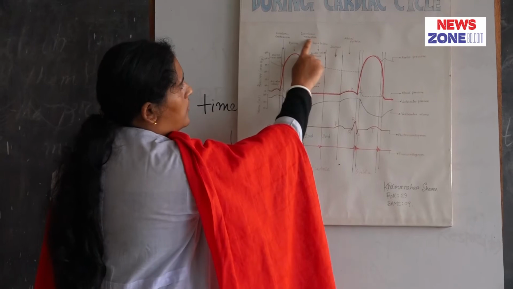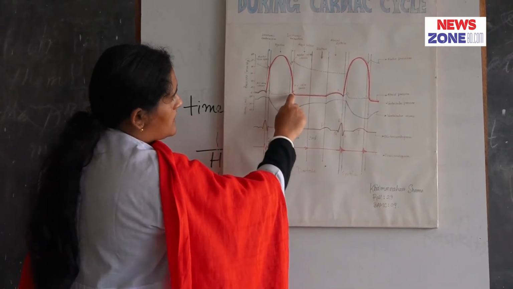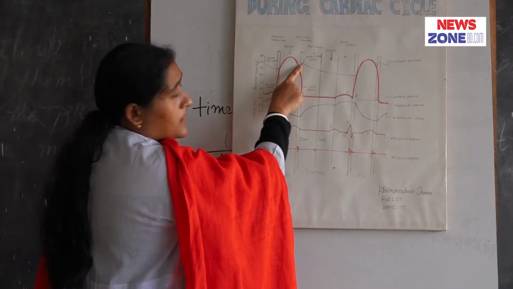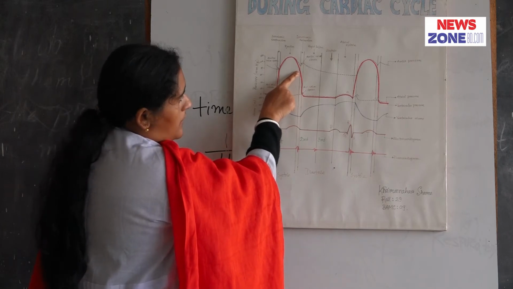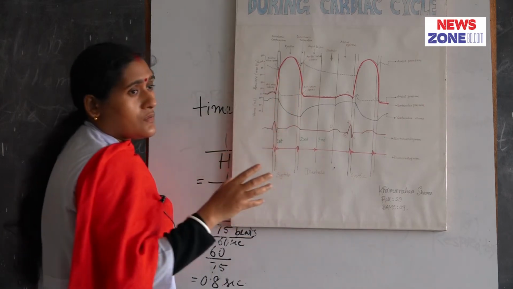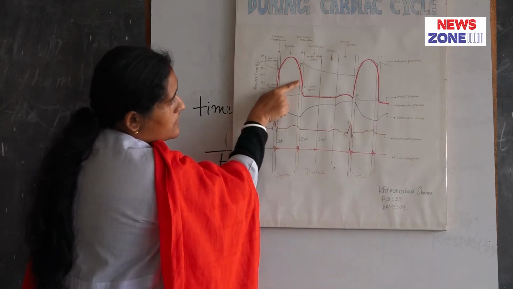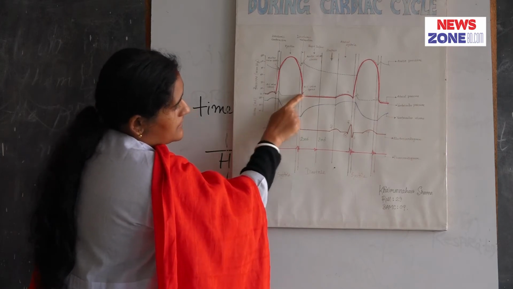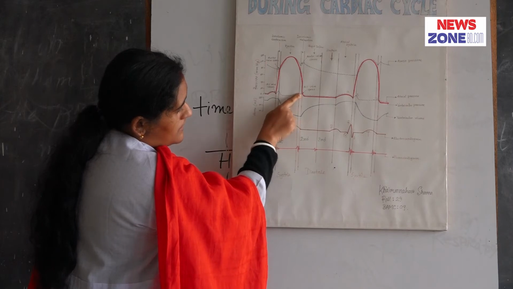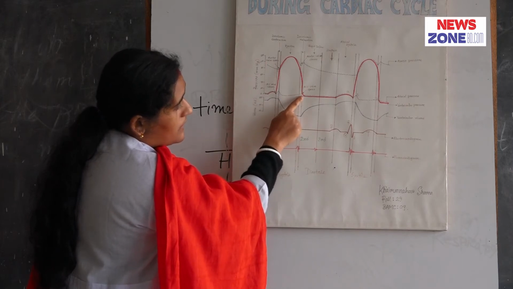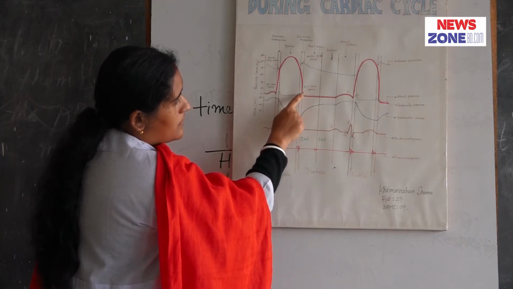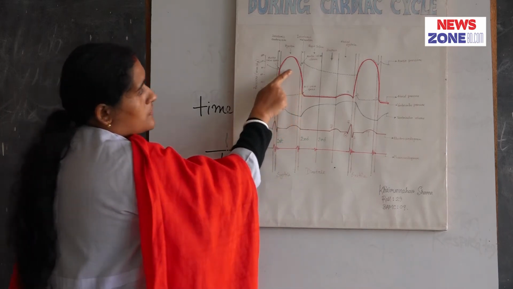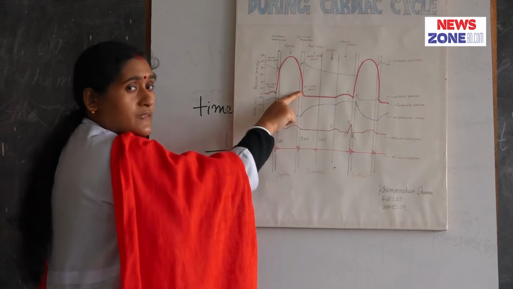Now I will tell you about the isovolumic relaxation period. The isovolumic relaxation period begins with the closing of the aortic valve, and the ventricle is relaxed, so interventricular pressure falls rapidly. When the ventricular pressure falls below the atrial pressure, this curve is the atrial pressure, then the AV valve opens. Before the opening of the AV valve, the aortic valve is closed and the AV valve remains closed.